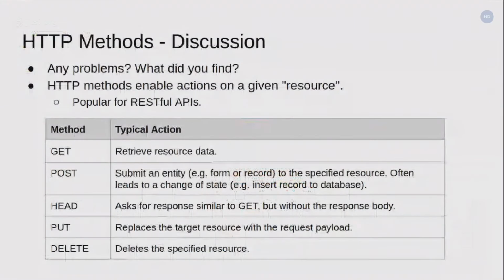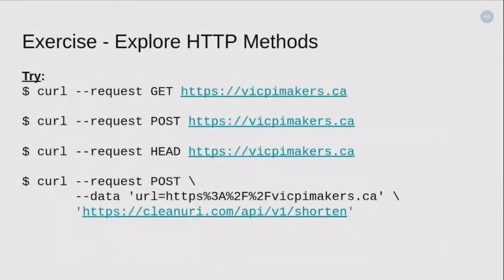Coming back. Sorry, yeah, go ahead. To be clear on that particular line, can you go back to that slide? Here. Yeah. So essentially the fourth line, you're doing a POST and you're sending data, but you're not sending data to Big Pie Maker. You're sending data to Clean URI. Mm-hmm. And then Clean URI is returning a shortened URL. That's correct. Thanks. Yeah, that's exactly right.